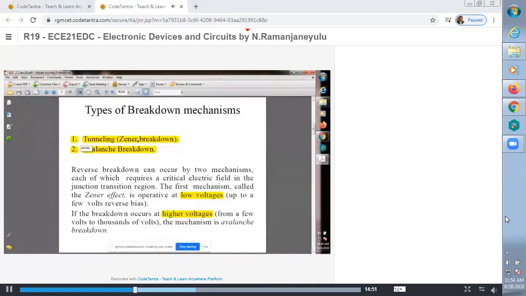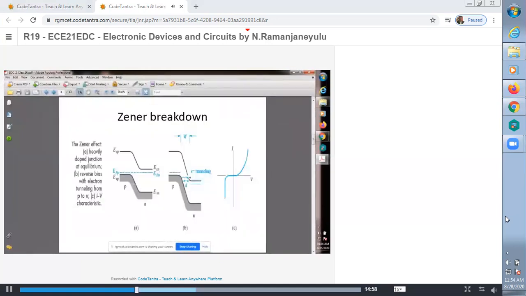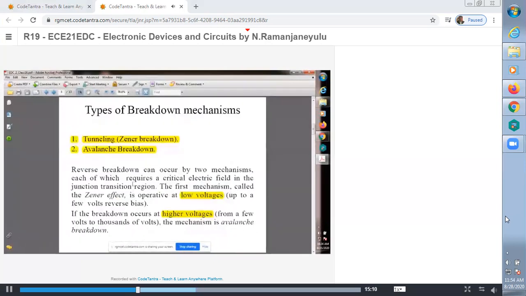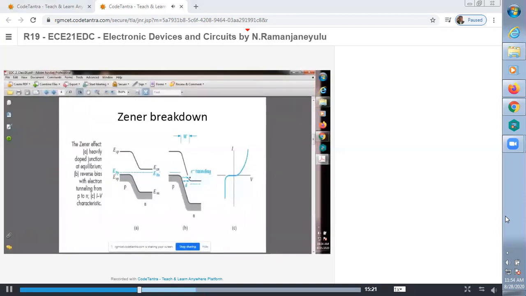Zener is a scientist. He observed the tunneling in breakdown in reverse bias. So that's why, later on, the tunneling breakdown was renamed as Zener breakdown, right? We cannot clearly differentiate between avalanche breakdown and Zener breakdown, so we go for band diagrams. In energy band diagrams only, we can easily differentiate between Zener breakdown as well as avalanche breakdown, right?